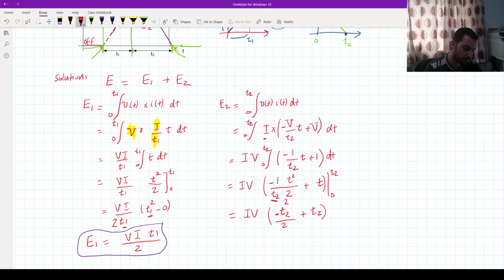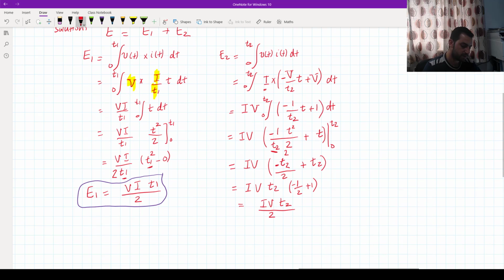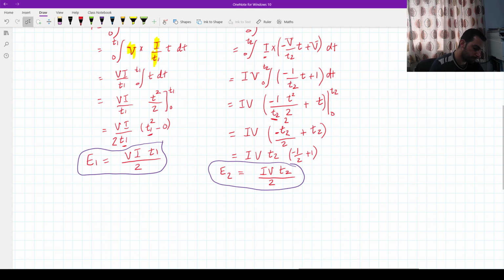So this is the new term now, and let's continue, so T2 can be taken as common, so we have I V T2, and this will be minus half plus 1, and that equals I V T2 divided by just 2. It's exactly the same as the first one, so we have energy number 2 as this. All right, so let's now sum them up.